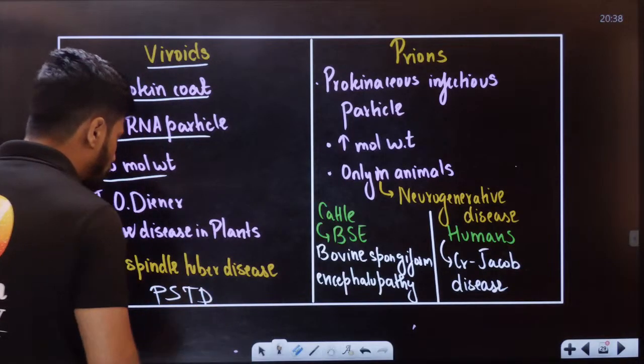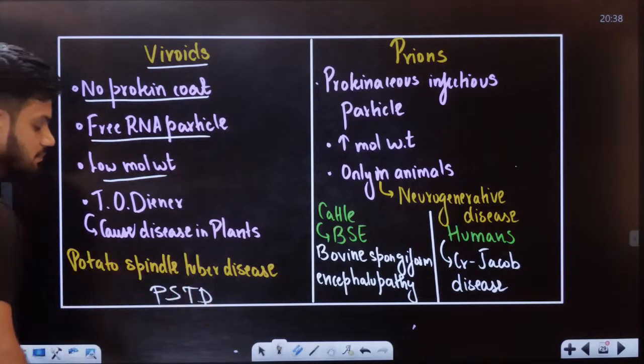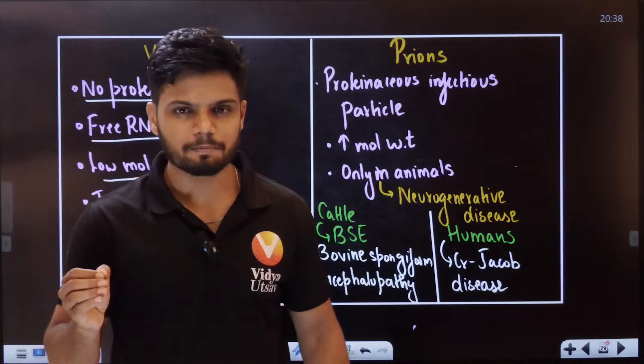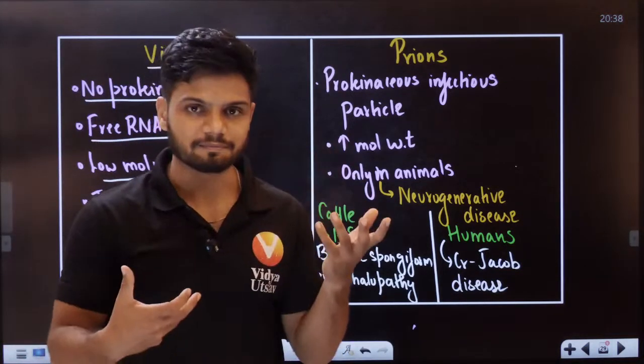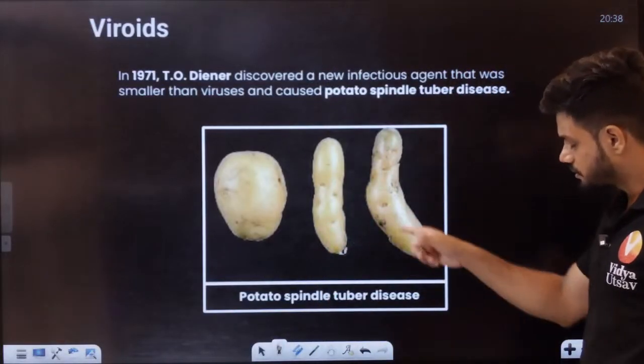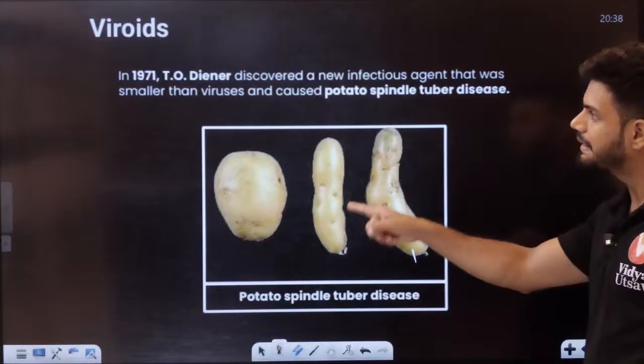PSTD, potato spindle tuber disease. इसमें क्या होता है स्टूडेंट्स? यहाँ पर पोटैटो स्पिंडल ट्यूबर डिसीज में पोटैटो का शेप बिगड़ जाता है। Let me show you. इस तरह से, this is, see, look at this. This is called as potato spindle disease.